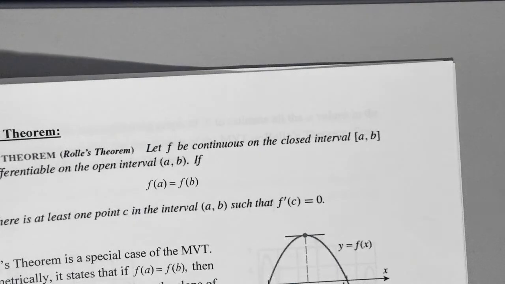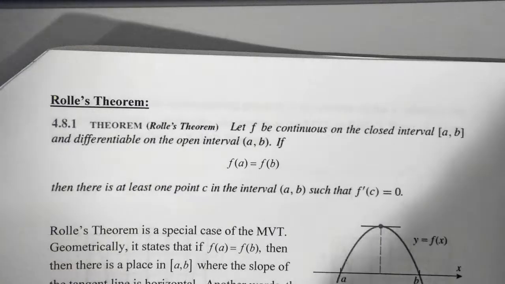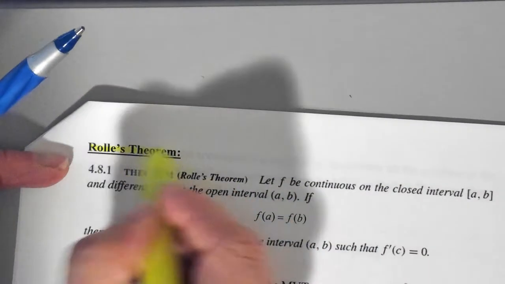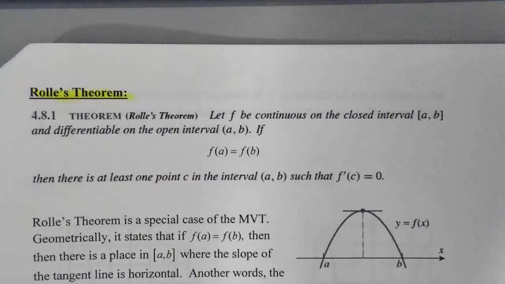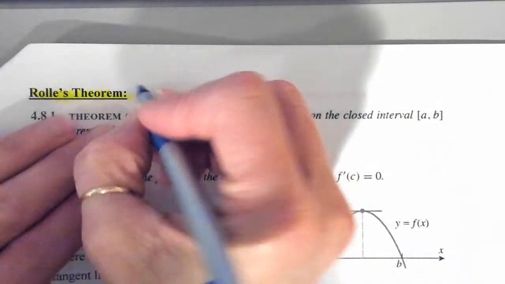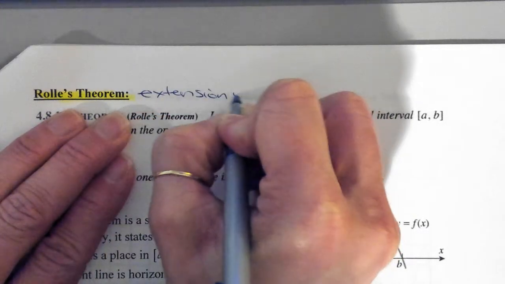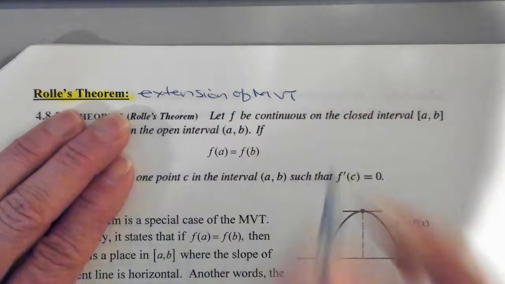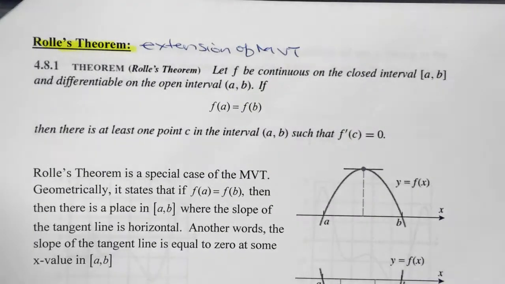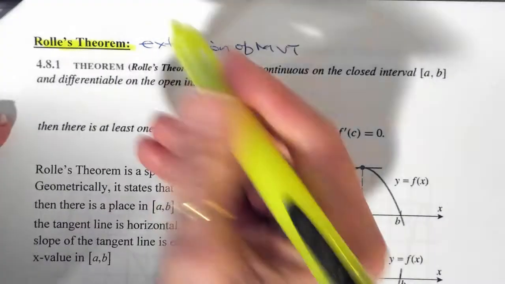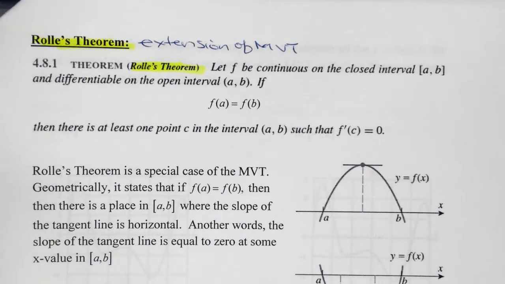Okay, so Rolle's theorem is actually an extension of the MVT. The mean value theorem states that the slope of the tangent line is equal to the slope of the secant line. This is just an extension of the MVT. Okay? So, what this states, and I'm going to ask some questions once we get there, is that in Rolle's theorem, the following conditions must be met before you can even look at this.